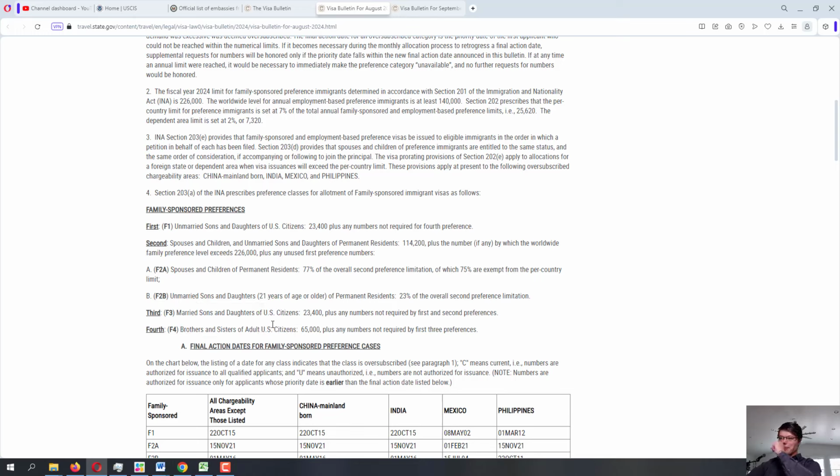Again, if you are married to a US citizen, then you are in the immediate relative category, and you don't need the visa bulletin. If you are a parent of a US citizen, then you are in the immediate relative category and you don't need the visa bulletin. If you're a child under 21 of a US citizen, you are in the immediate relative category and you don't need the visa bulletin. All right, so we're done with the categories.